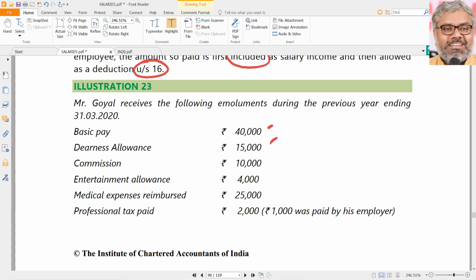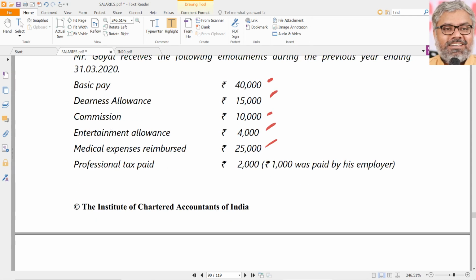So 40 plus 15 plus 10 plus 4 plus 25, medical expenses also will be always taxable, plus 1,000 which was paid by his employer, that will be his salary basically. So 40,000, 15,000, 10,000, 4,000, 25,000 plus 1,000. 95,000 was his salary basically.